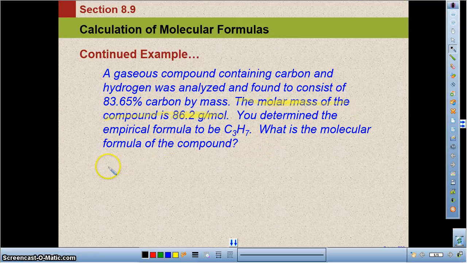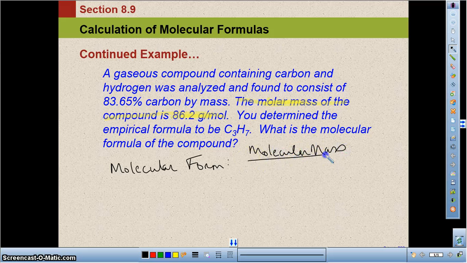In order to calculate the molecular formula, all you're going to do is take the molecular mass divided by the empirical mass. And you're going to take that number and multiply it by the subscripts. So for example, it says that our molecular mass is 86.2.